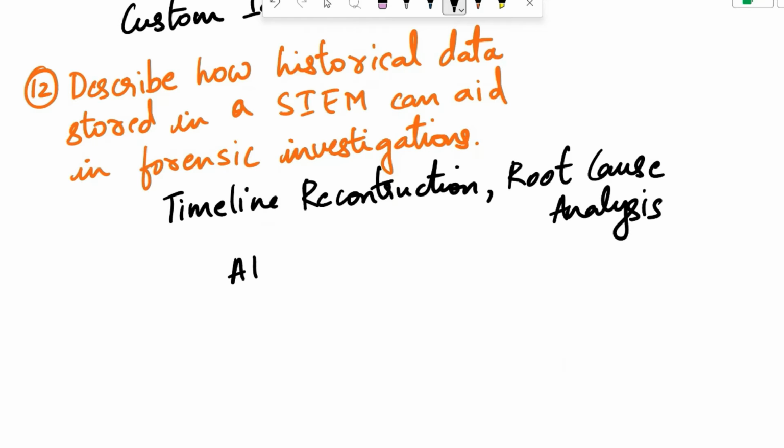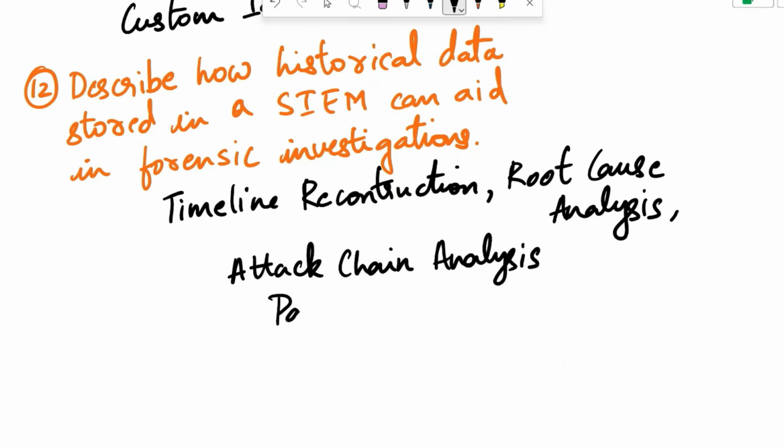Next is attack chain analysis. SIM historical data provides insight into the various stages of an attack, from reconnaissance to lateral movement and data exfiltration. Investigators can follow the attack chain, identify attack vectors, and assess the extent of the breach.